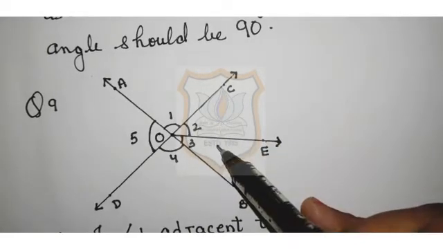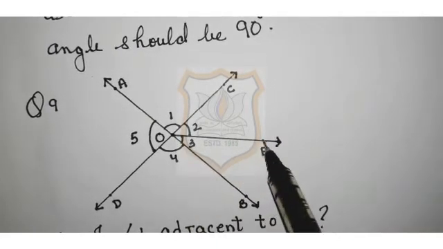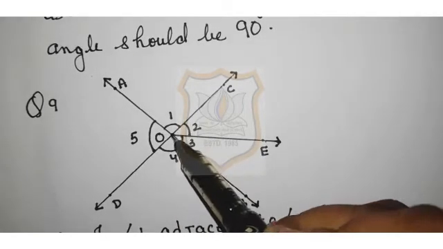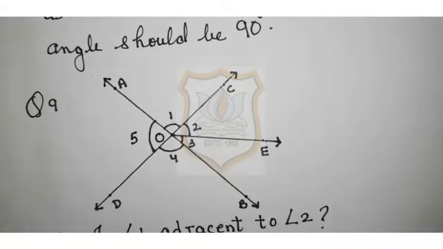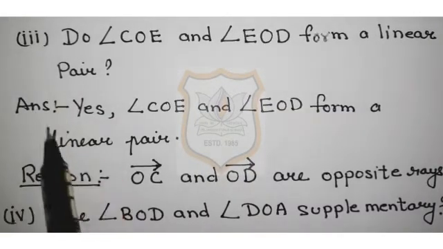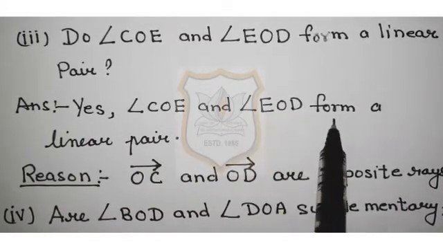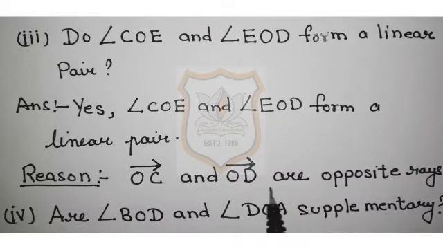Yes, both of them are a linear pair. Why? Because they have one common arm, that is OE. Their measure is 180 degrees and the other arms are opposite to each other. So we can say that both of them are linear pairs. In this way you have to write the answer of the third part: yes, angle COE and angle EOD form a linear pair, and the reason is OC and OD are opposite rays. That's why they form a linear pair.